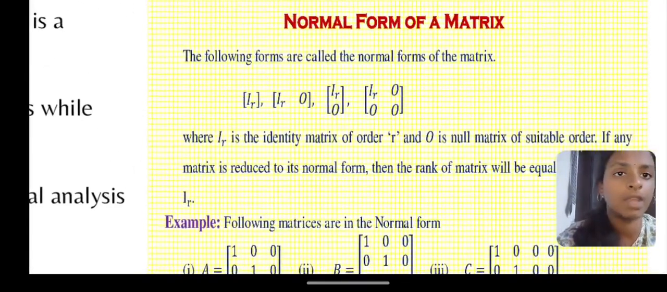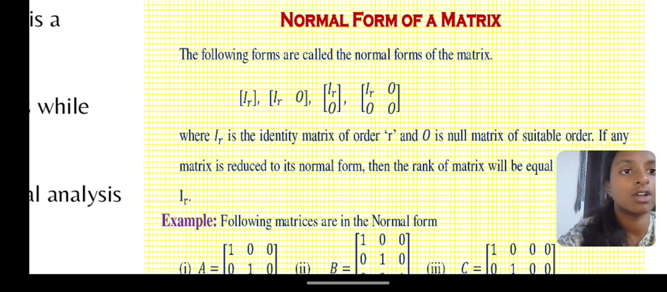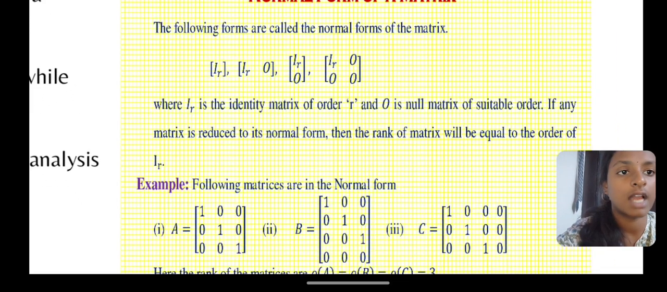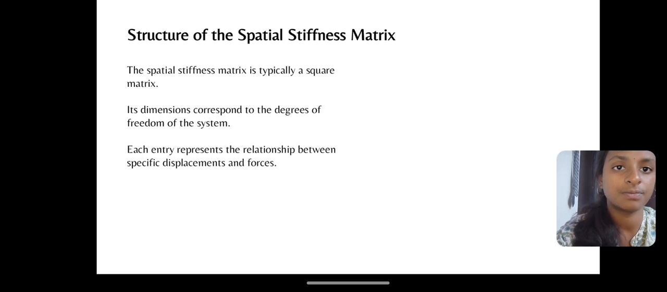The following forms are the normal forms of matrix, where I_r is the identity matrix of order r, O is the null matrix of suitable order. If any matrix is reduced to its normal form, then the rank of matrix will be equal to the order of identity matrix.